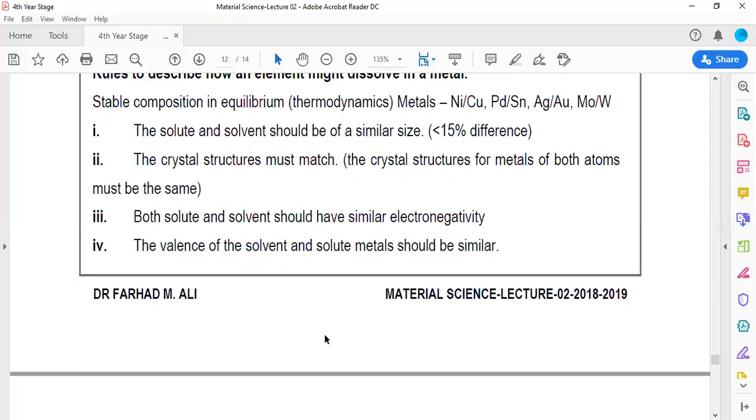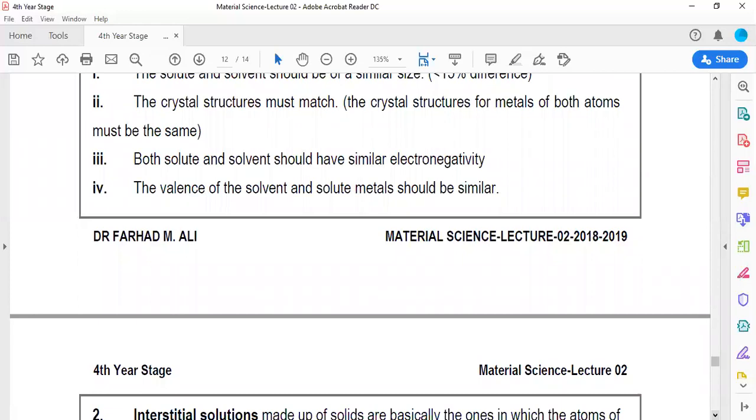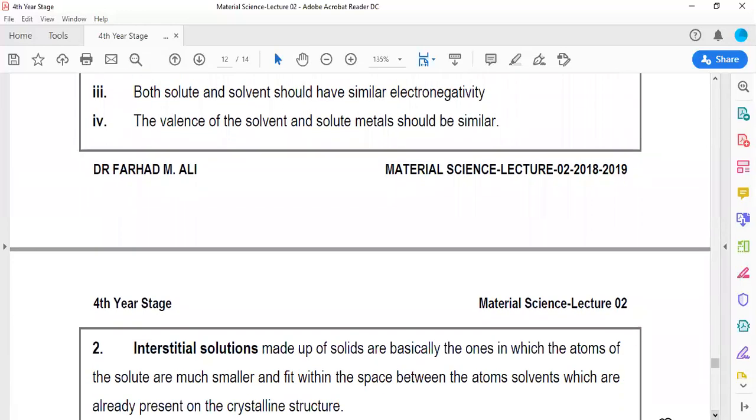Valency of iron Fe could be 2 or 3. It means it can, for example, combine Fe2 with 2 chlorides, and Fe3 with 3 chlorides. That's the valency. I don't want to go through valency more than this and electronegativity more than this, but you just need to know the electronegativity and the valency for the solute and solvent should be very close to each other, not that different.